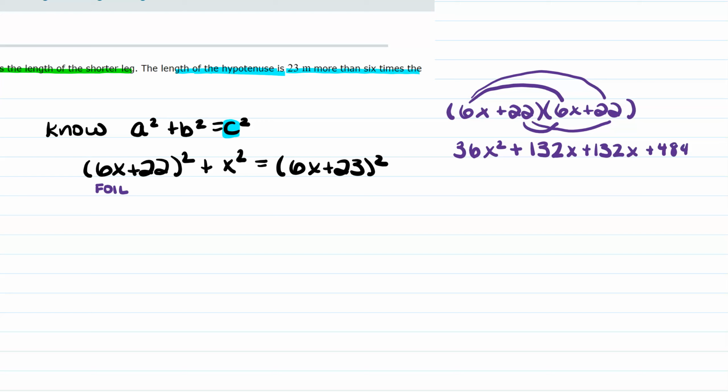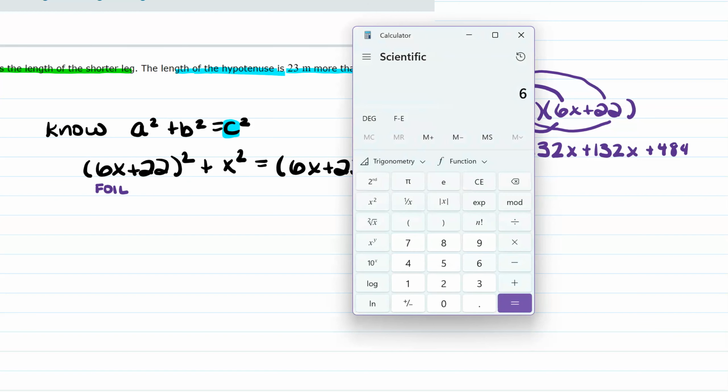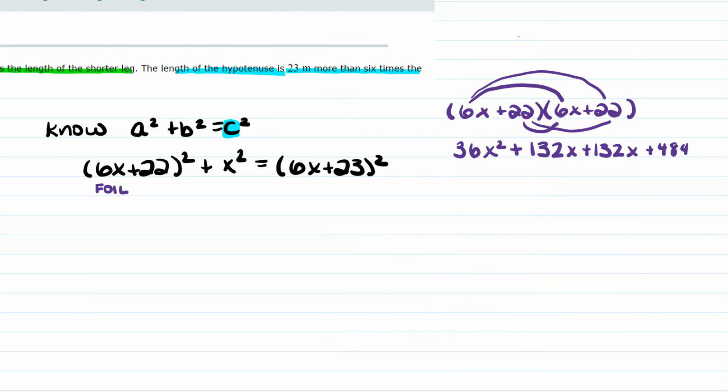These are big numbers. Let me just double check. So 6 times 22 is 132. Booyah. And 22 times 22 is 484. Okay, so we can put these two together. So this became 36x squared plus 264x plus 484.